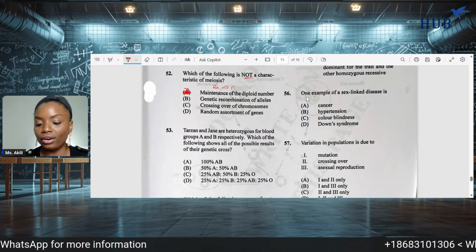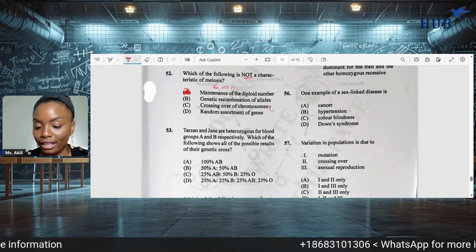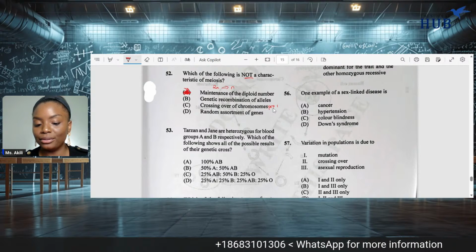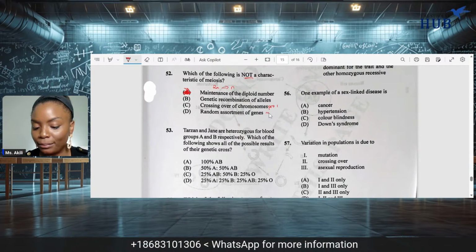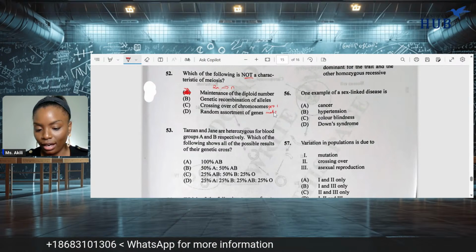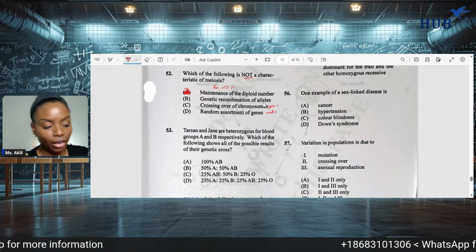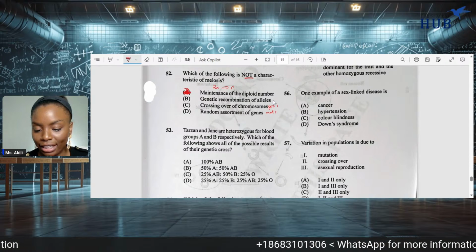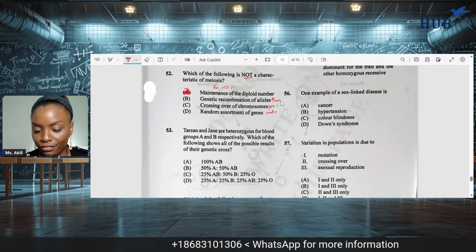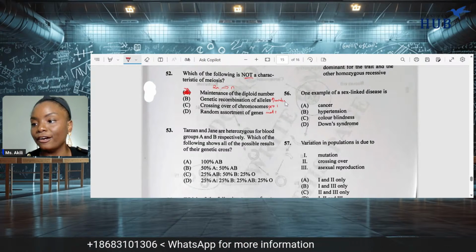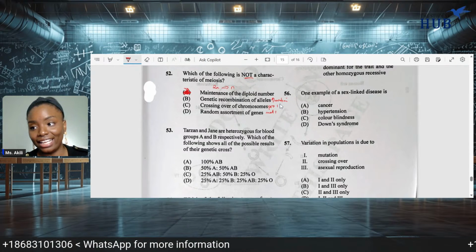right? Crossing over of chromosomes occurs in prophase 1 of meiosis. Random assortment of genes happens in metaphase 1 of meiosis. So those happen, genetic recombination of alleles. Because it increases variation, it reshuffles the alleles that are inherited together. So the correct answer here is A.